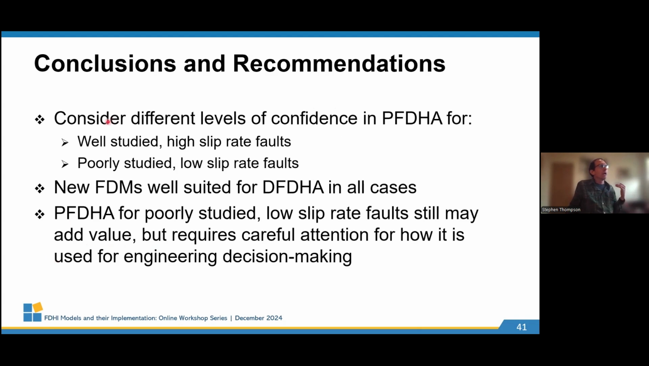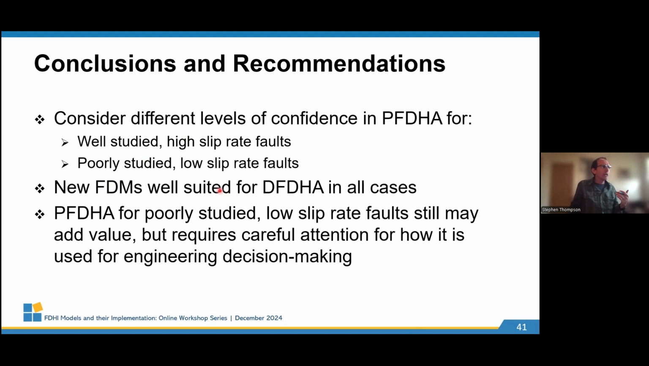Other points, I'd like to make sure everybody considers different levels of confidence in PFDHA results when we provide these results for well-studied high slip rate faults, such as the San Andreas or San Jacinto or Hayward, perhaps. Very different story where we're looking at poorly studied low slip rate faults, where we're really swimming in ignorance about the source characterization. In either case, the new fault displacement models are very well suited for deterministic hazard analysis.